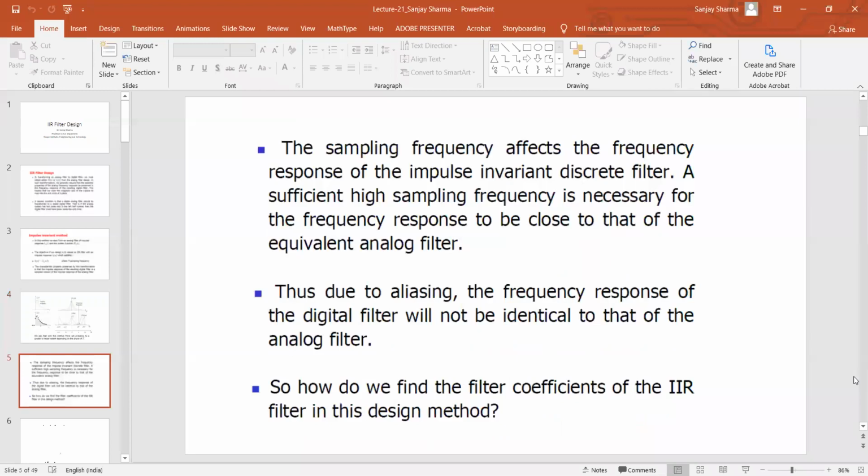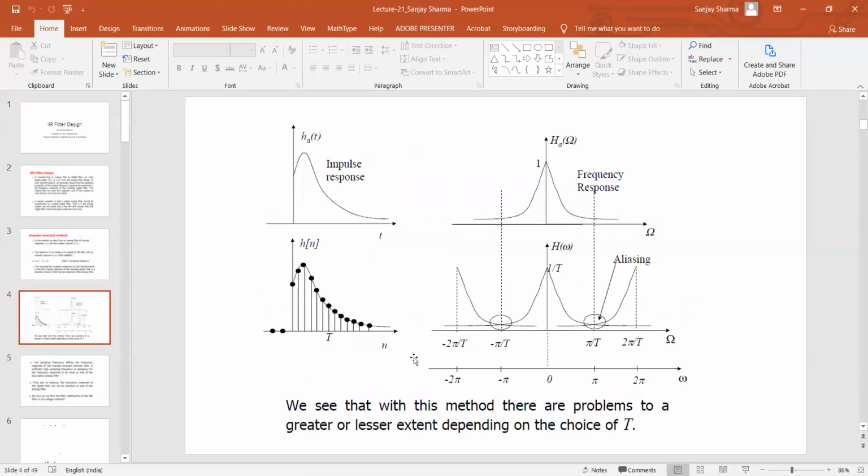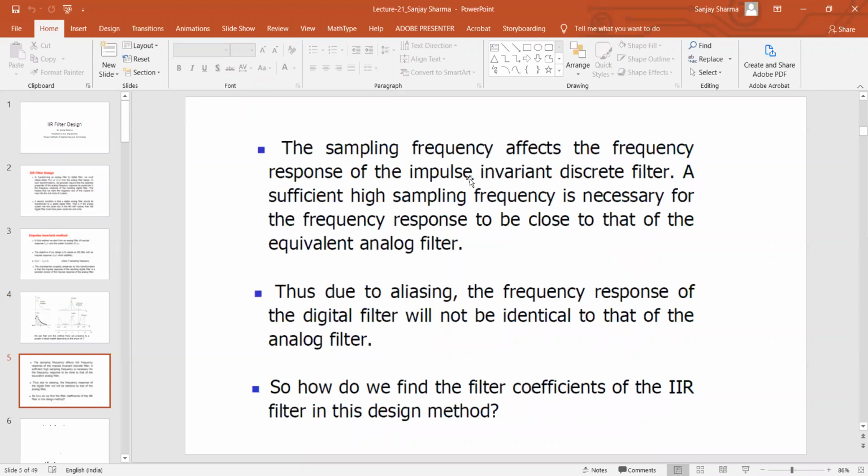The major problem that I wanted to discuss is aliasing in the impulse invariant method, and the extent of the aliasing problem depends on the choice of the sampling frequency. If we choose a higher sampling frequency, the aliasing problem will be less, and if we choose a lower sampling frequency, the aliasing problem will be more prominent. The sampling frequency affects the frequency response of the impulse invariant discrete filter. That is quite obvious; we know all these facts.